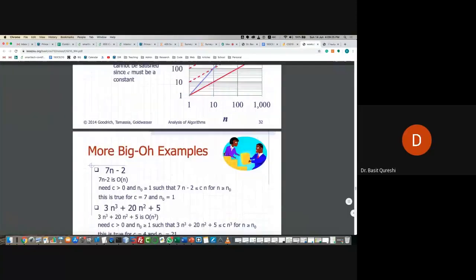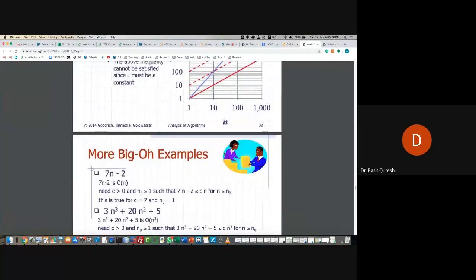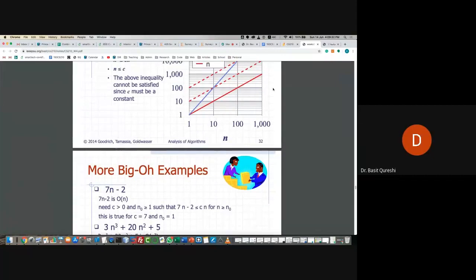Okay, some other functions. Let's look at this one. So 3n cubed plus 20n squared plus 5.